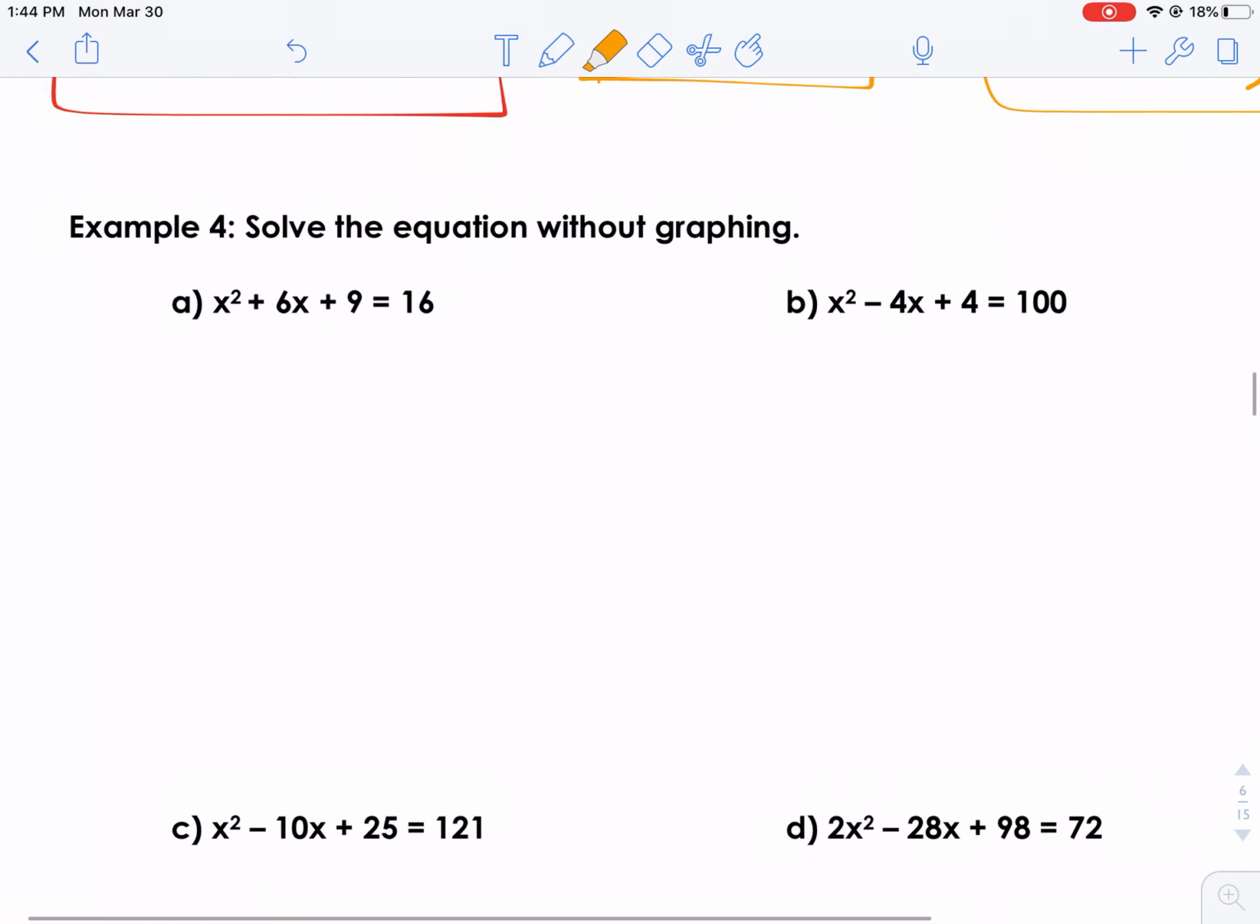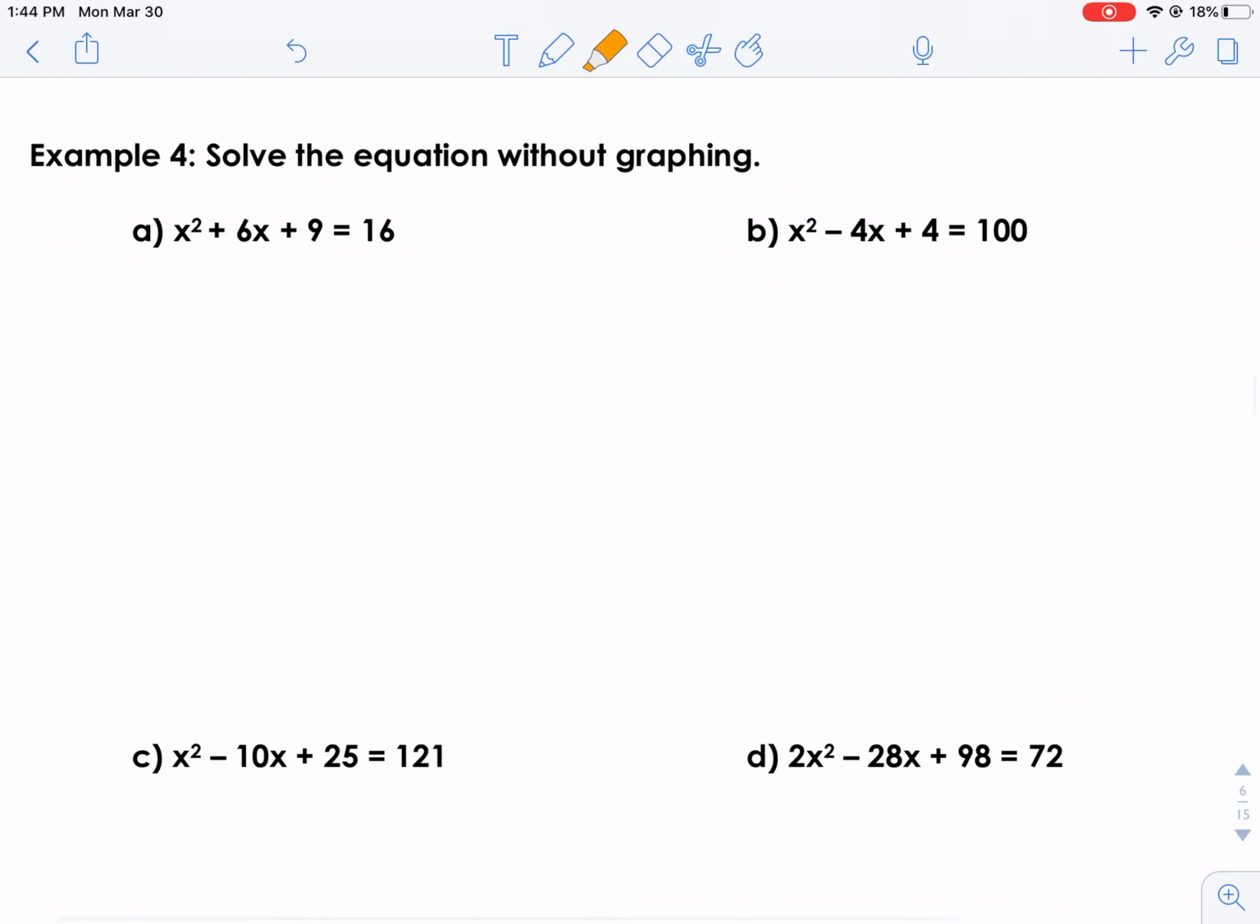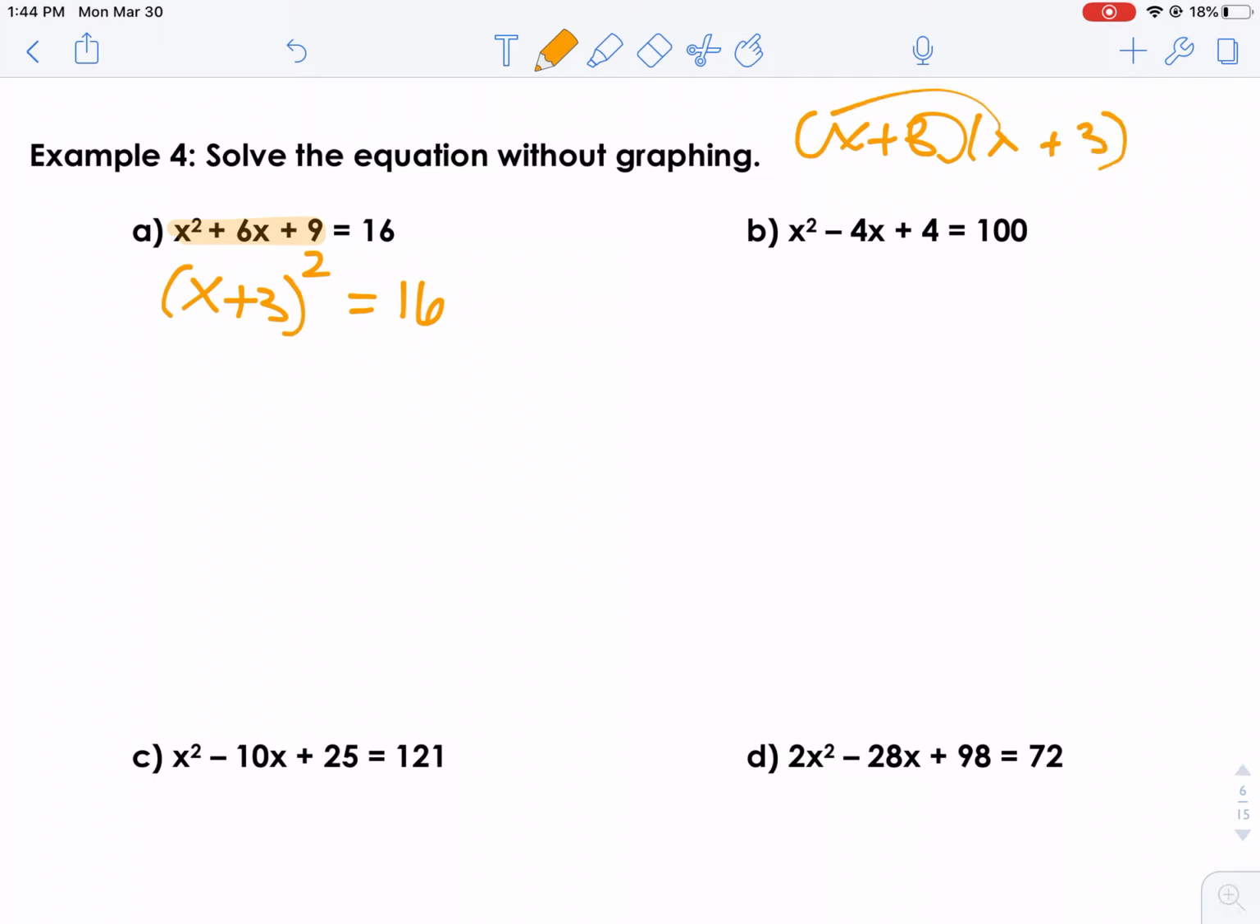Okay, the last set of examples are really specifically set up in a certain way. So if we can recall when factoring, we can factor this left-hand side. This would factor into x plus 3 quantity squared. Then we'd have equals 16. So remember when we have x plus 3 times itself, when we do our double distributing, we would get x squared plus 6x plus 9. Okay, so that factors out.